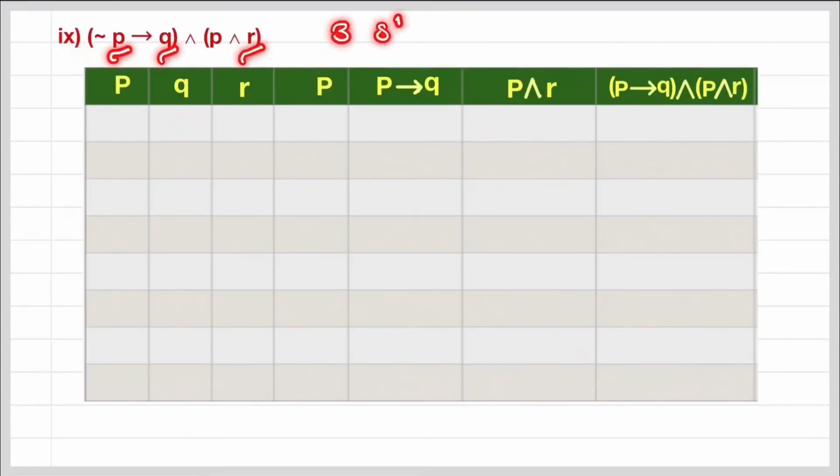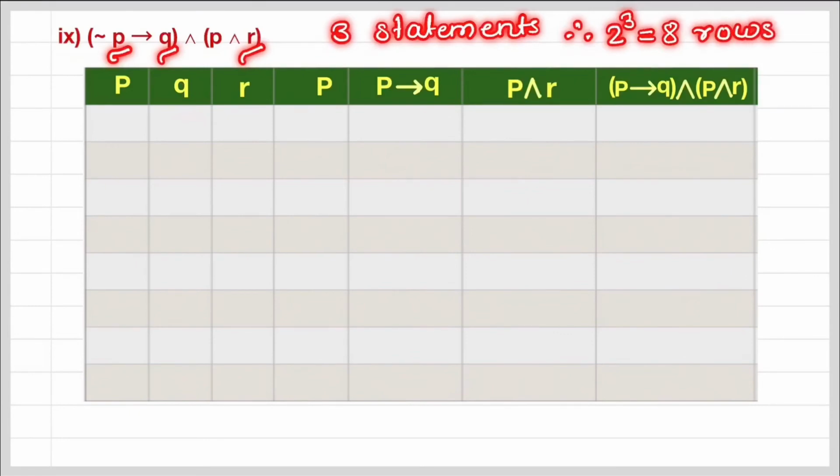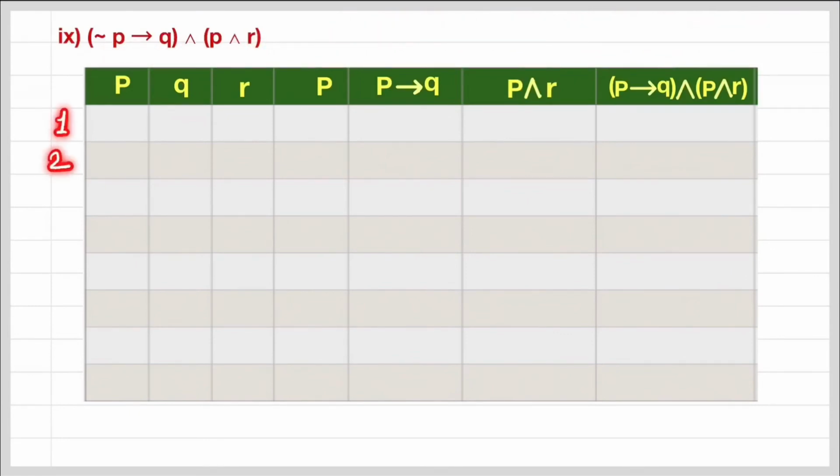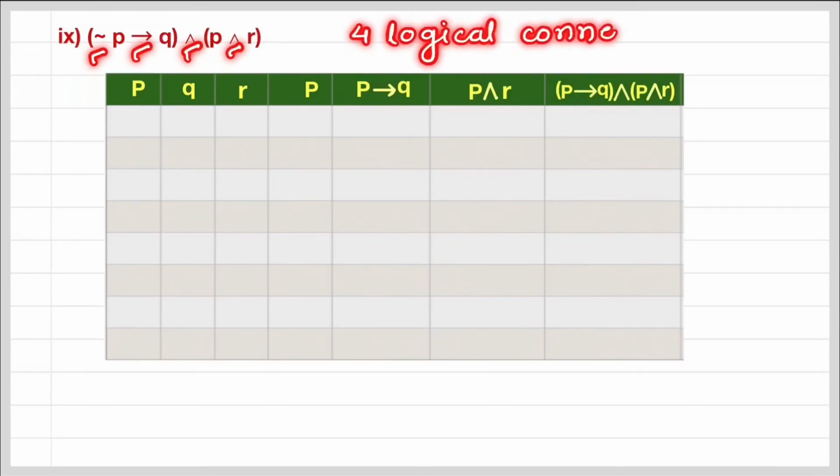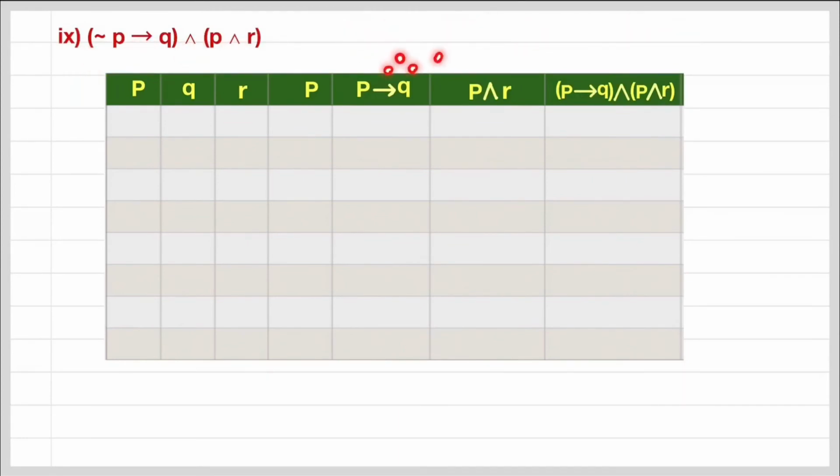Negation of P implies Q and P and R. In this statement pattern, there are 3 statements, therefore 8 rows. These are the 8 rows. And how many logical connectives? 4 logical connectives. Therefore, 4 plus 3 is equal to 7 columns. These are the 7 columns.